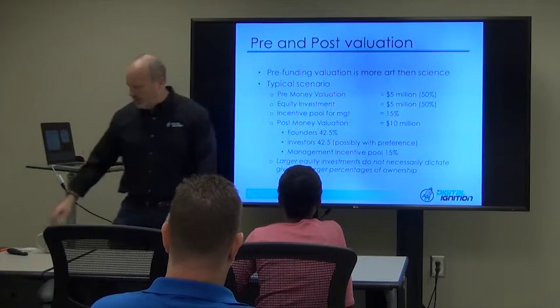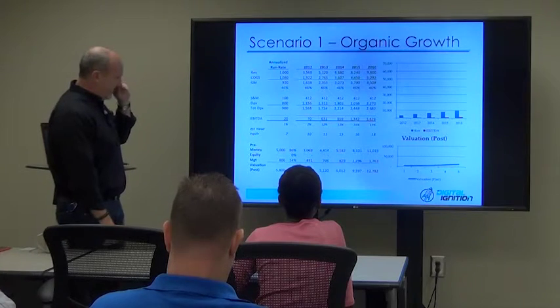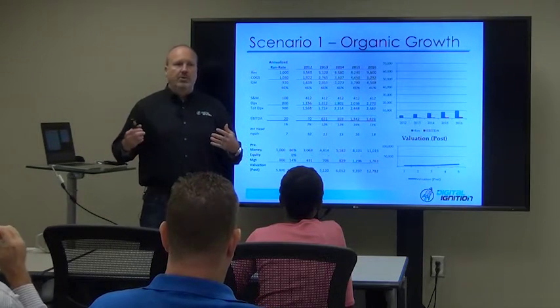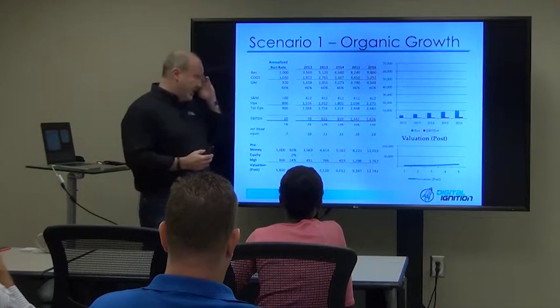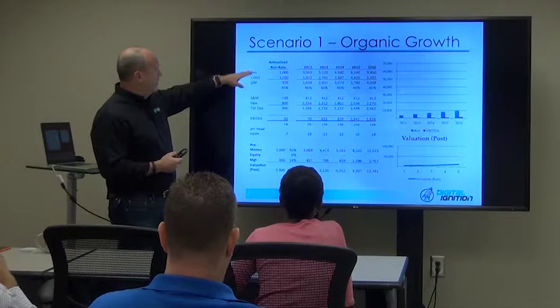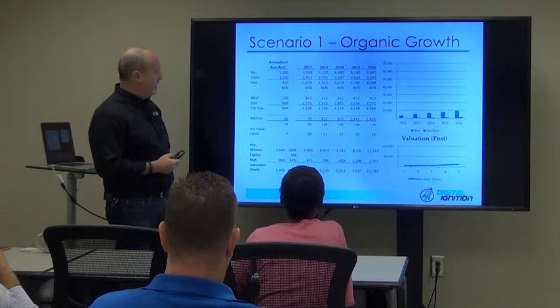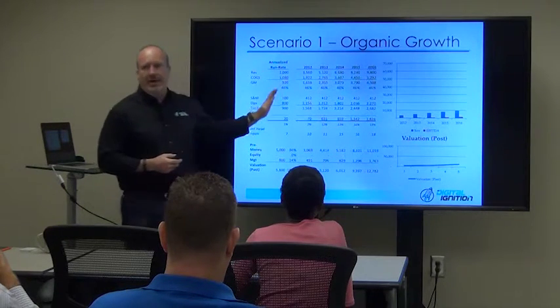I've said that. So let me show you kind of how this plays out in some scenarios. These were actual revenue models that I helped these guys put together to contemplate what raising money would entail. This was where they were operating, $2 million in revenue, and the cost of sales, and they were sort of breaking even. And we looked at a five-year plan if they just did it organically.